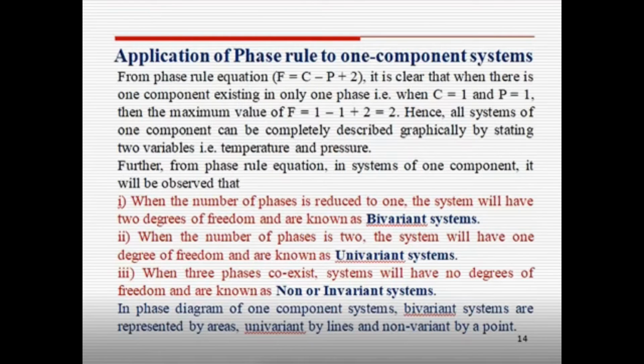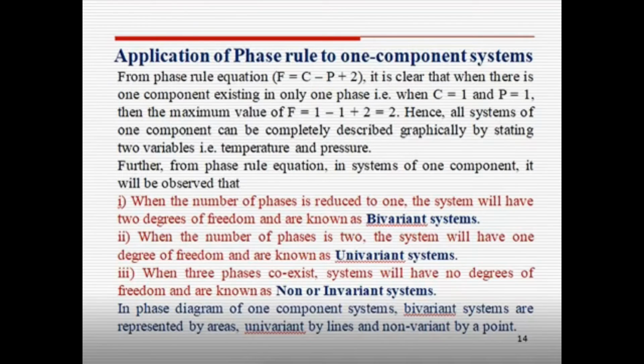Next, we will discuss the application of the phase rule to one component systems. From the phase rule equation, we can see that if there is one component existing in one phase, that is when C is equal to 1 and P is also equal to 1, then the maximum value of F is equal to 2. Hence, all systems of one component can be defined completely by stating two variables, that is temperature and pressure.